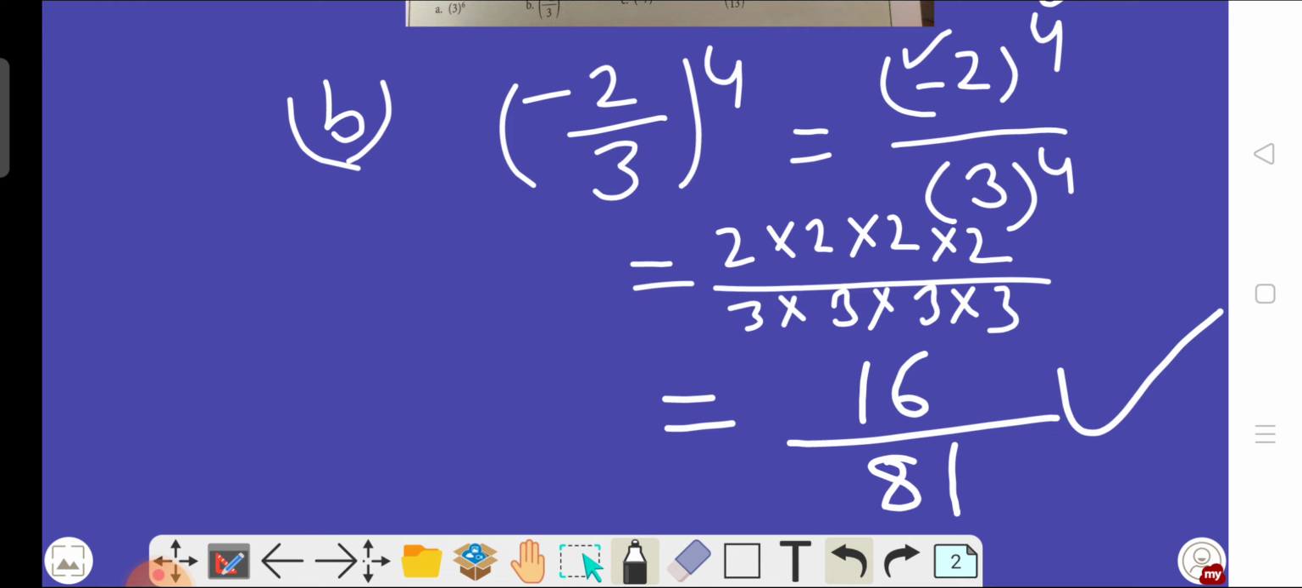The remaining parts are the same as A and B. Try to do them by yourself.